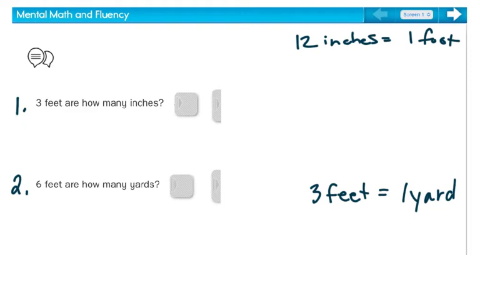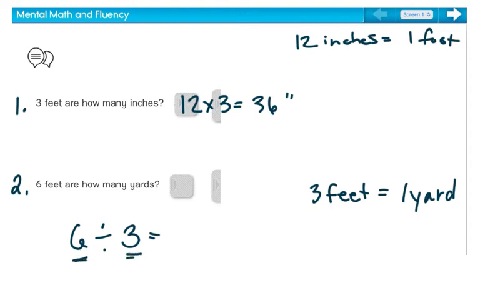So how many inches are in 3 feet? 12 times 3 is 36 inches. That double little tick mark there represents inches. 6 feet are how many yards? So take 6 divided by 3, 6 feet, 3 feet per yard, you get 2 yards.